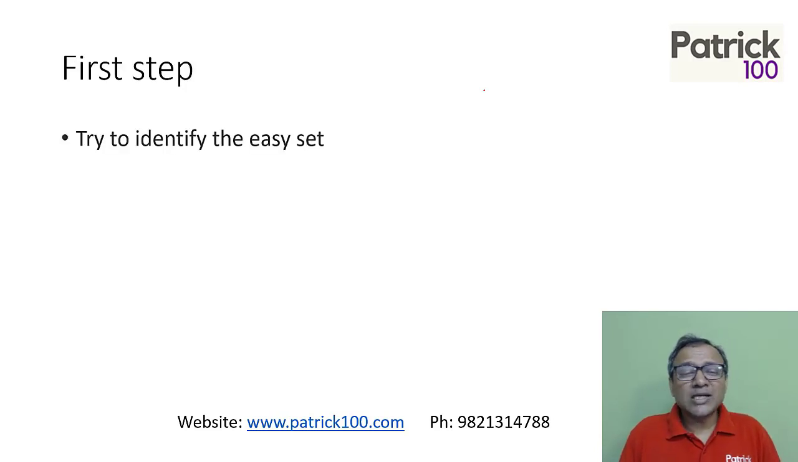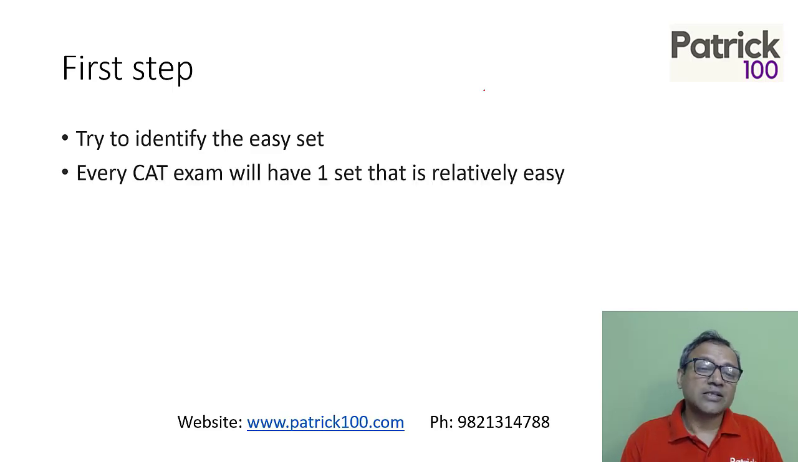The first step, I would say, is to try to identify the easy sets. That is the most important part. The mistake a lot of people make is they pick up a wrong set, and that's where they go wrong. My suggestion is just practice to identify the easiest of the 4 sets, or whatever number of sets there are. In every CAT paper, there will be at least one set which is easy and obviously one set which is very tough. The biggest mistake people make is they pick up a tough set, waste a lot of time on it, and skip the easy set. So first step, identify the easy set.